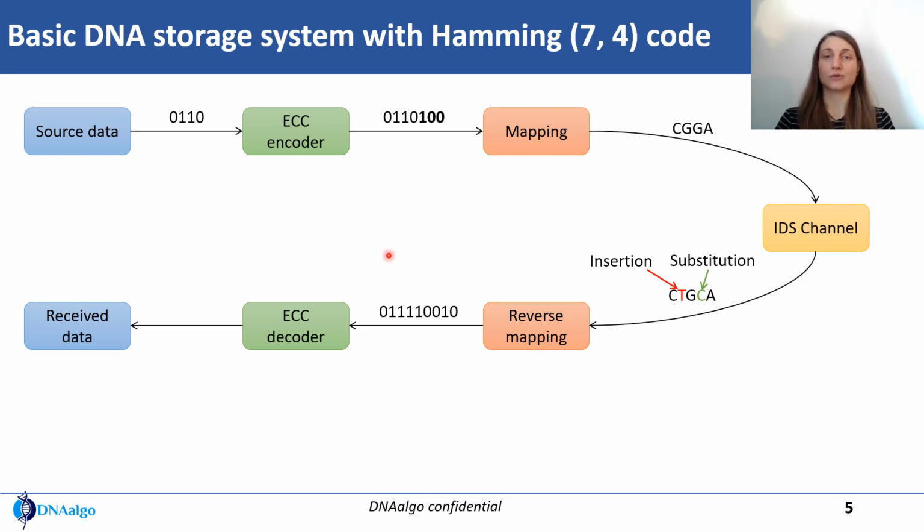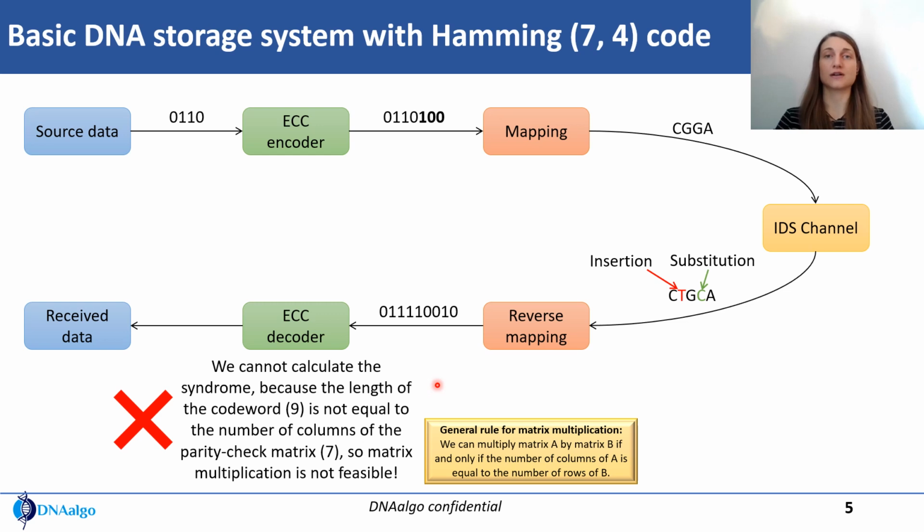The decoder would like to compute the syndrome of this sequence of bits, and so it has to multiply the parity check matrix of the Hamming 7,4 code by the transpose of this sequence. But the problem here is that the number of columns of the parity check matrix is 7, while the length of this sequence is 9. So these two dimensions do not match, and the rule for matrix multiplication is not respected. The decoder gets stuck. It cannot compute the syndrome, it cannot decode the sequence of bits. So it has to discard the sequence and lose the information that it was trying to recover.